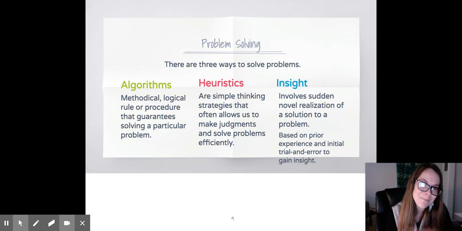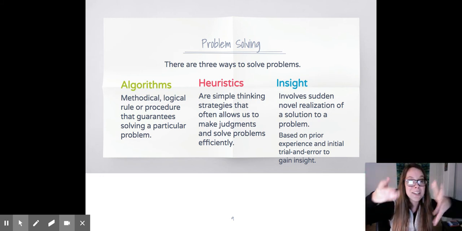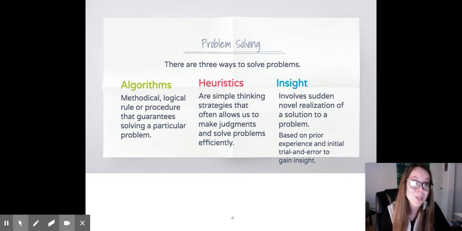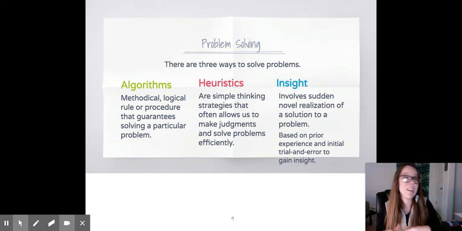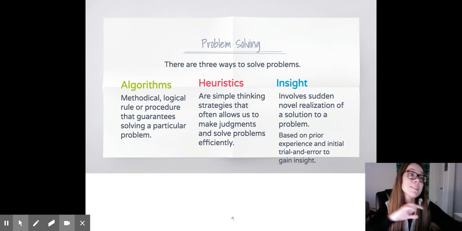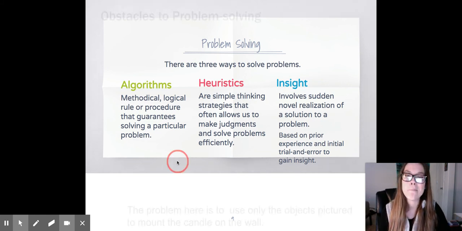And then we have insight. This is the least reliable. If you want to think of algorithms, most reliable, heuristics in the middle, and then insight, which is kind of like our gut intuition. It involves a sudden novel realization of a solution to a problem based on prior experience. It could be initial trial and error to gain insight. But remember, insight is the least structured of these 3 problem solving strategies. So we have algorithms, which give an exact answer, heuristics, which allow for a shortcut answer but may not always be true or correct, and then insight, which is essentially going with your gut and thinking, I solved this problem. But a lot of it is up to chance and it's not always the most reliable. So that's problem solving.